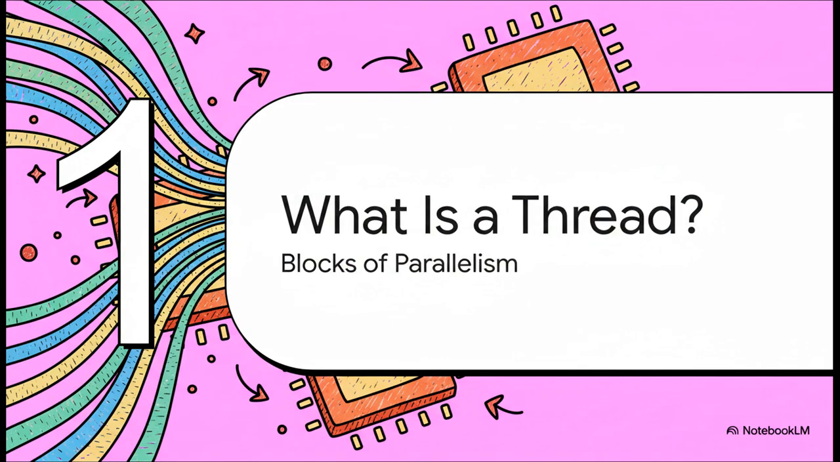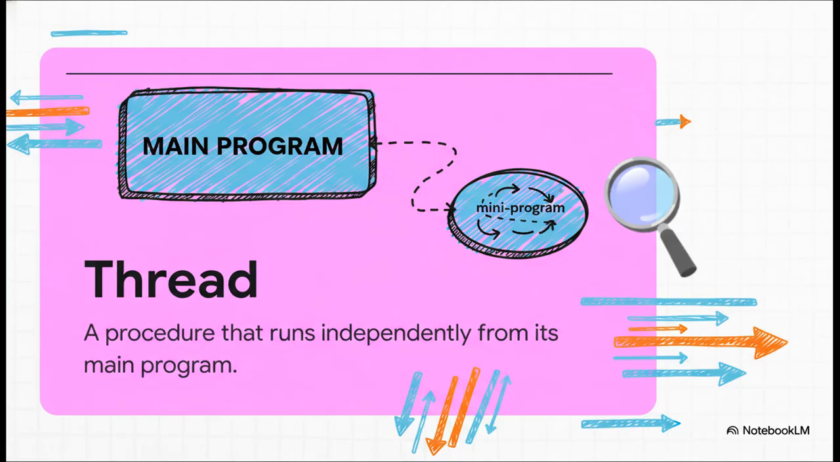All right, first things first. Let's get a real solid handle on what we mean by a thread. You hear this word thrown around all the time, right? Especially when people talk about processors with multiple cores. But what does it actually mean when you're writing the code? The source material here really nails it with a simple definition.